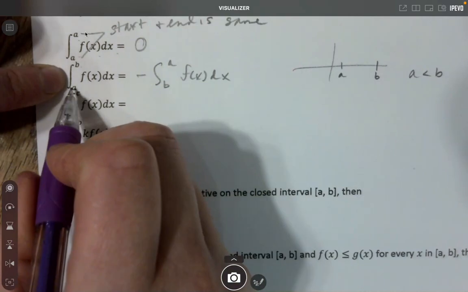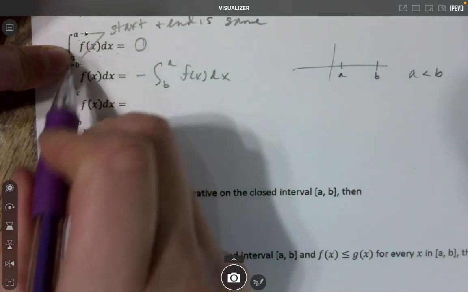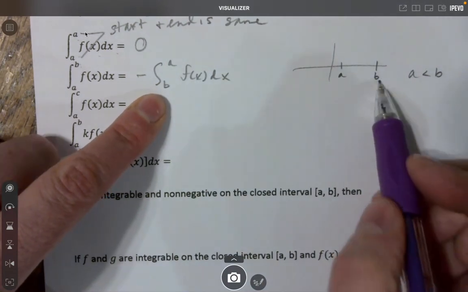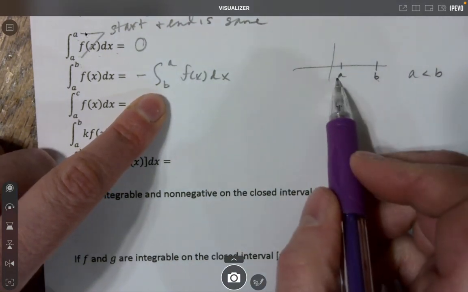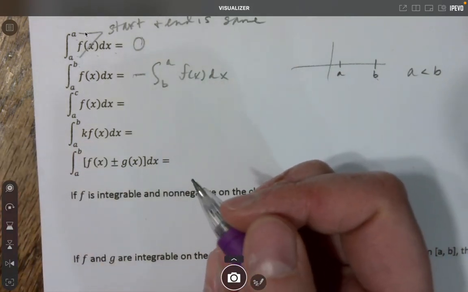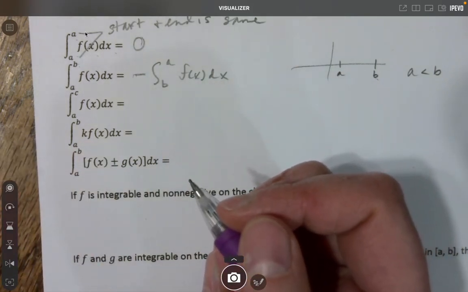So if we go forward, we start with the small, we go towards the big, everything's normal, it's good. But if I want to go the other way around, if I want to start at b and go left towards a, then that's going to put a negative. It's going to be opposite. So just something to keep in mind as we work through these.